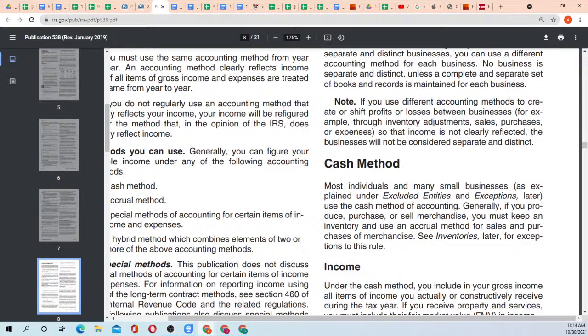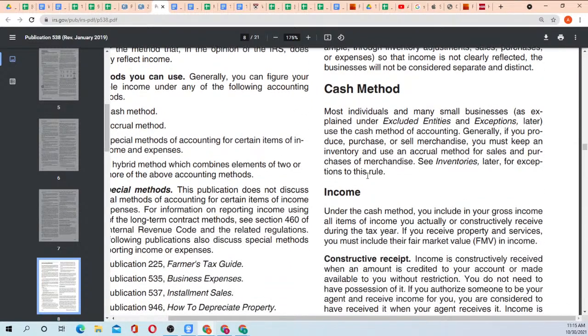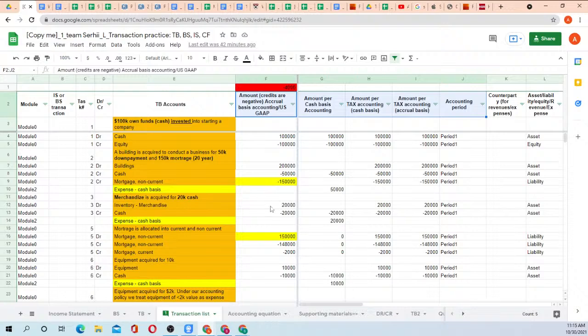Okay, what do we have here? Cash method. Most individuals, if you receive a salary, you basically use a cash method. Your salary is reflected in your tax return based on cash method. And many small businesses use cash method too. However, generally, if you use merchandise, you need to keep an inventory and use an accrual method for sales and purchases of merchandise. Let's see an example here, as we've already seen one.